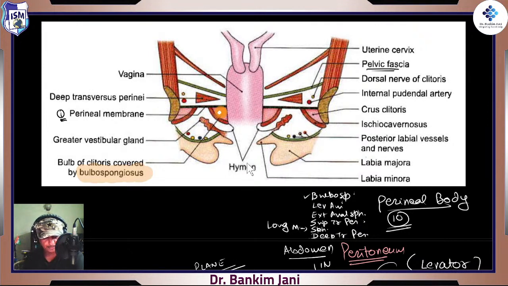So on the perineal membrane, these are the greater vestibular glands. If you see, these greater vestibular glands are opening into the vagina. By the way, this reminds me, this is a small fold, and this is what is called the hymen.